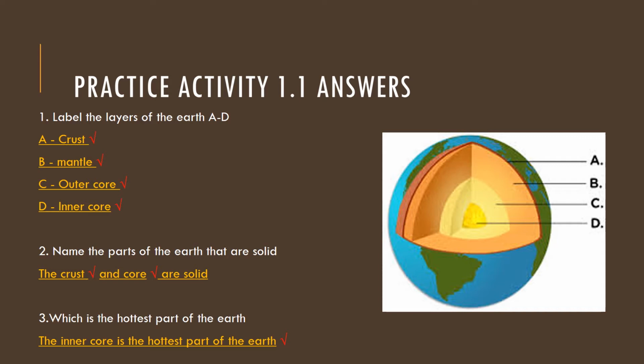Question number 2, name the parts of the earth that are solid. The parts of the earth that are solid is the crust and the core. And the last question, which is the hottest part of the earth? The inner core is the hottest part of the earth.